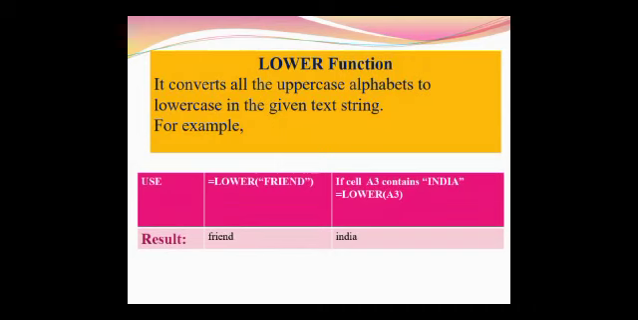Similarly, if cell A3 contains India and I write equal to lower in bracket A3, A3 children, see it is not written in double quotes. So this word India will be converted into small letters. All the characters in this word will be converted into small letters.